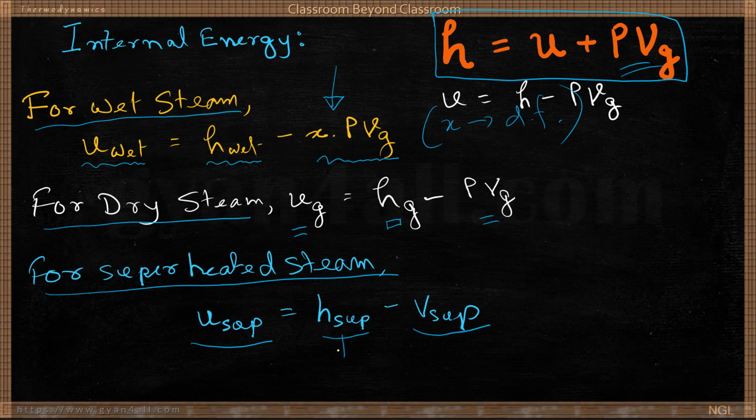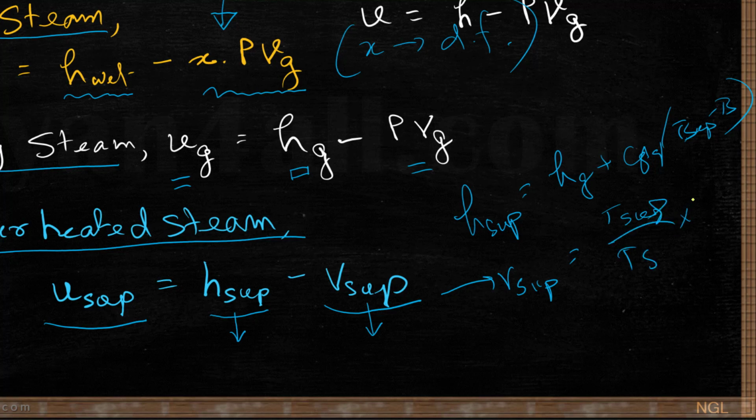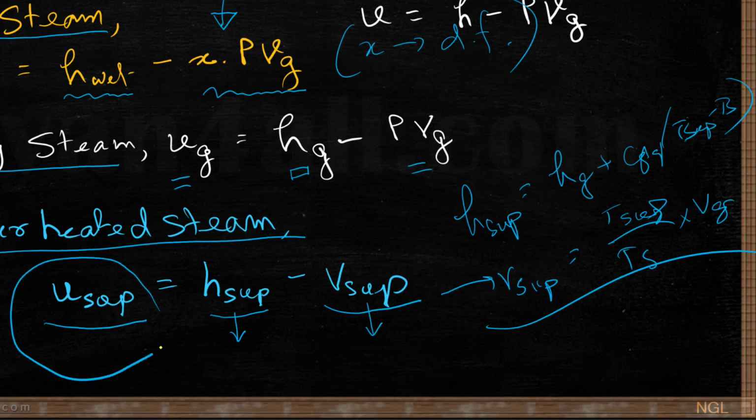We can find out H sup and V sup separately. H sup we have just discussed: Hg plus Cpg (T sup minus Ts). And V sup is equal to T sup divided by Ts into Vg. So from these two quantities we can calculate the internal energy of superheated steam. Entropy also we discussed today.